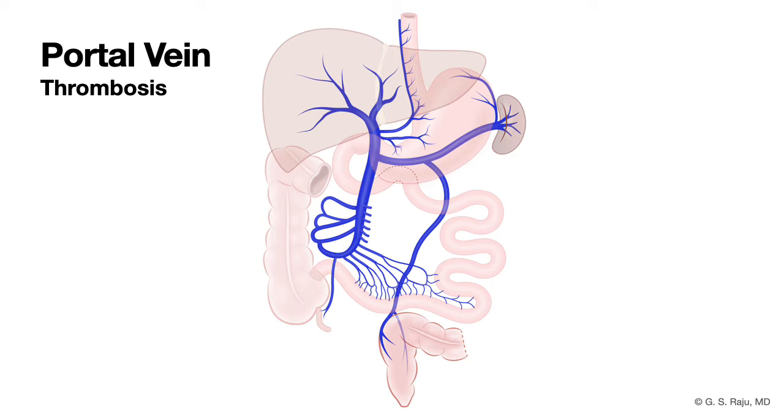So here is a portal vein anatomy. The splenic vein from the spleen and the superior mesenteric vein join together to form the portal vein, and the blood goes to the liver. Portal vein thrombosis can start in the portal vein and may stay there or may extend into its tributaries, either the superior mesenteric vein or the splenic vein.